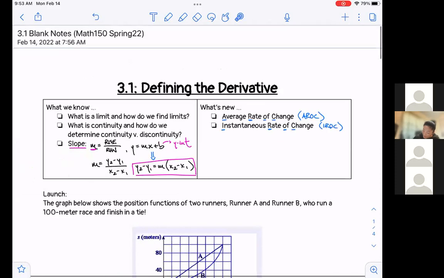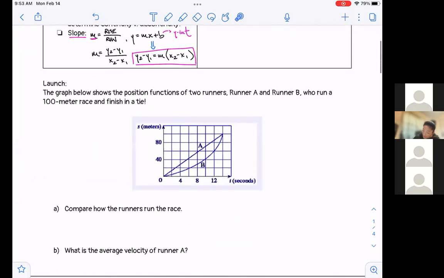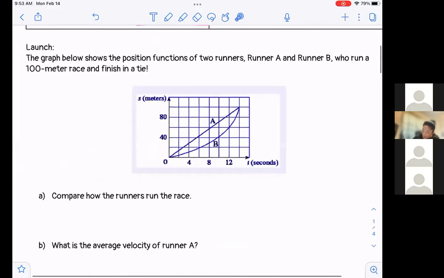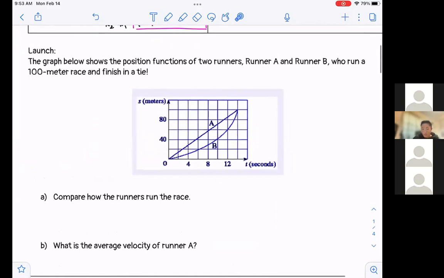So with that, let's get started with a little warm-up question. We've got a graph, and we're going to take a look at this graph and answer some questions about it. The graph below shows the positions of two runners, runner A and runner B. They run a 100-meter race and they finish in a tie. So take a look at this graph.